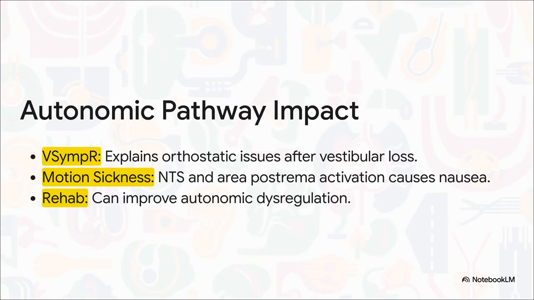Okay, so the crucial point for us as clinicians is that this anatomy has direct real-world consequences. Take the vestibulo-sympathetic reflex. It's driven by the otoliths, and it helps manage our blood pressure when we stand up. So when it gets impaired after a vestibular loss, that's when patients can develop orthostatic intolerance. And we've just seen the motion sickness circuit in action. But what's really key here is this connection explains why vestibular rehab does so much more than just improve balance. By recalibrating the central vestibular system, we can actually help downregulate this maladaptive autonomic output. It all makes sense now.